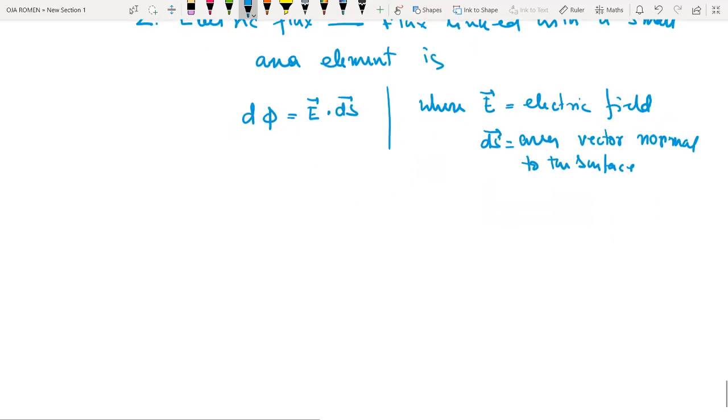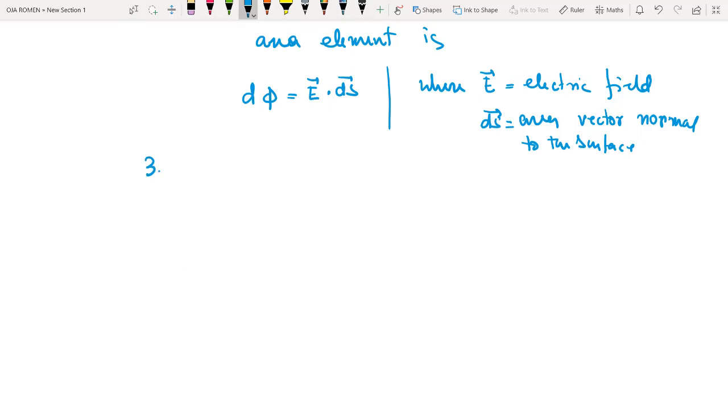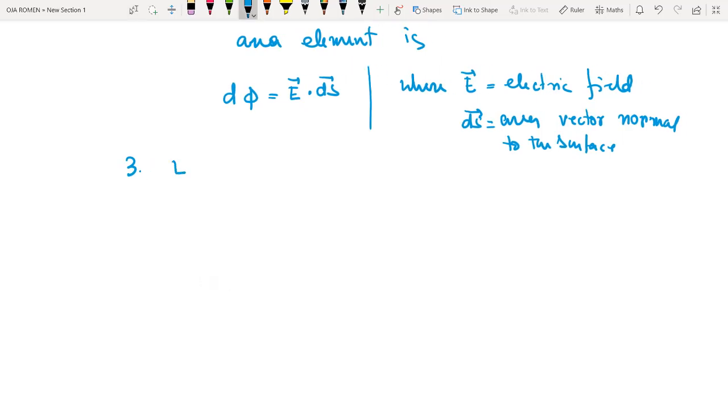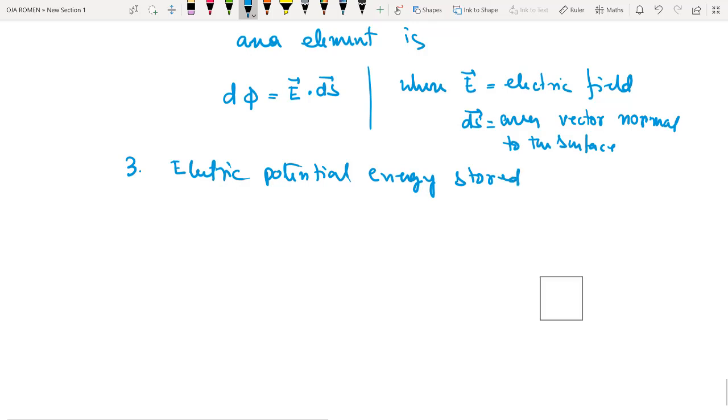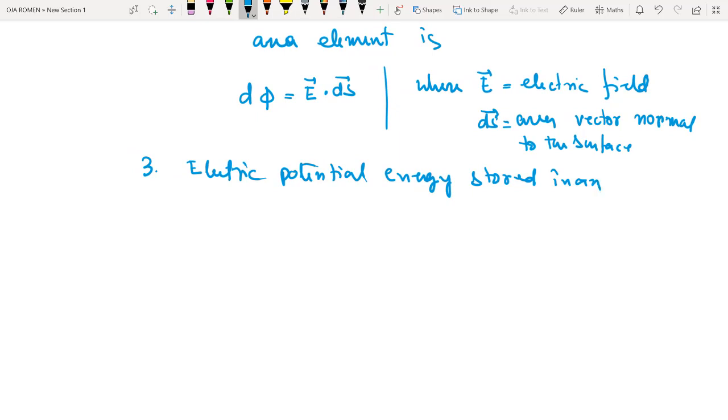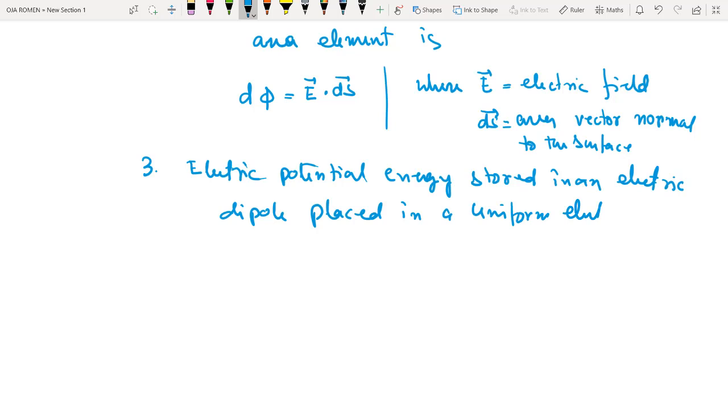And also the third example of dot product is the electric potential energy stored in an electric dipole placed in a uniform electric field.